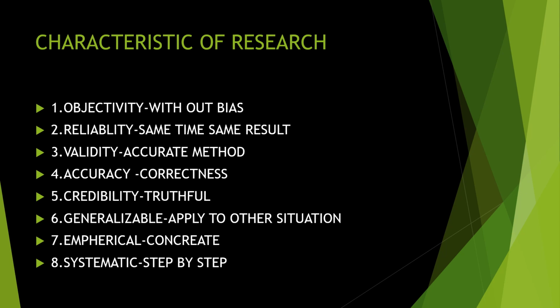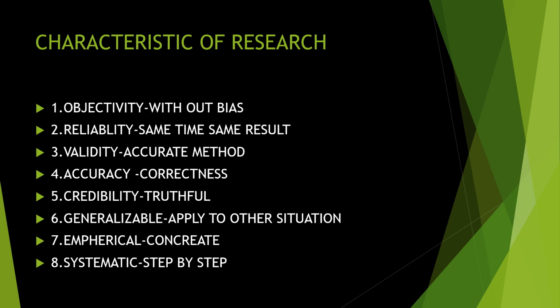Okay. Next is validity. Validity means when we do a research, we use different methods. The method should be accurate for the research we are doing. If it is for literary work, it is different. If it is for science research, it is somewhat more accurate, an experimental type. So the method should be according to the topic you are choosing. So that is what we call validity.